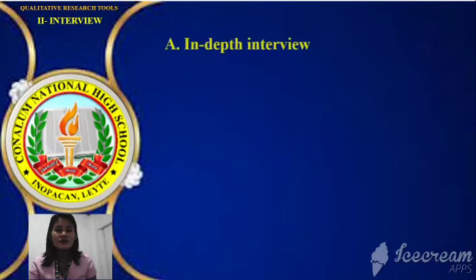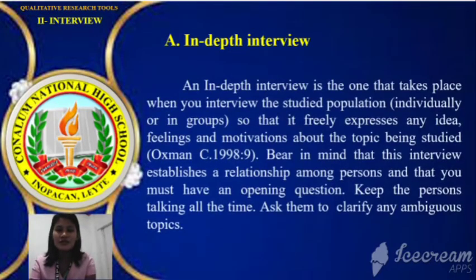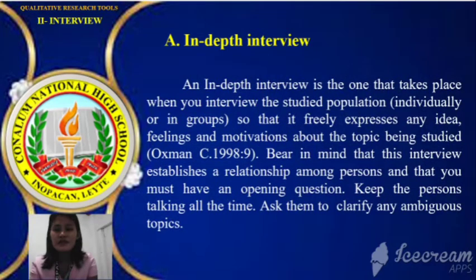And there are types of interview. The first one is the in-depth interview. So what is this in-depth interview? An in-depth interview takes place when you interview the studied population, individuals or groups, so that they really express ideas, feelings, and motivations about the topic being studied. Bear in mind that this interview establishes a relationship among persons and that you must have an opening question. Keep the persons talking all the time. Ask them to clarify any ambiguous topic.